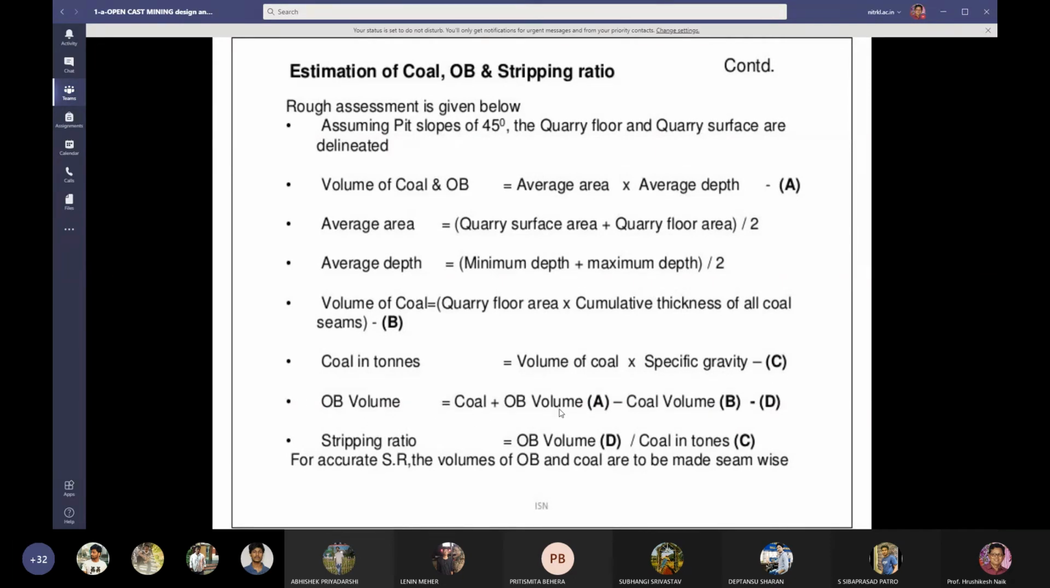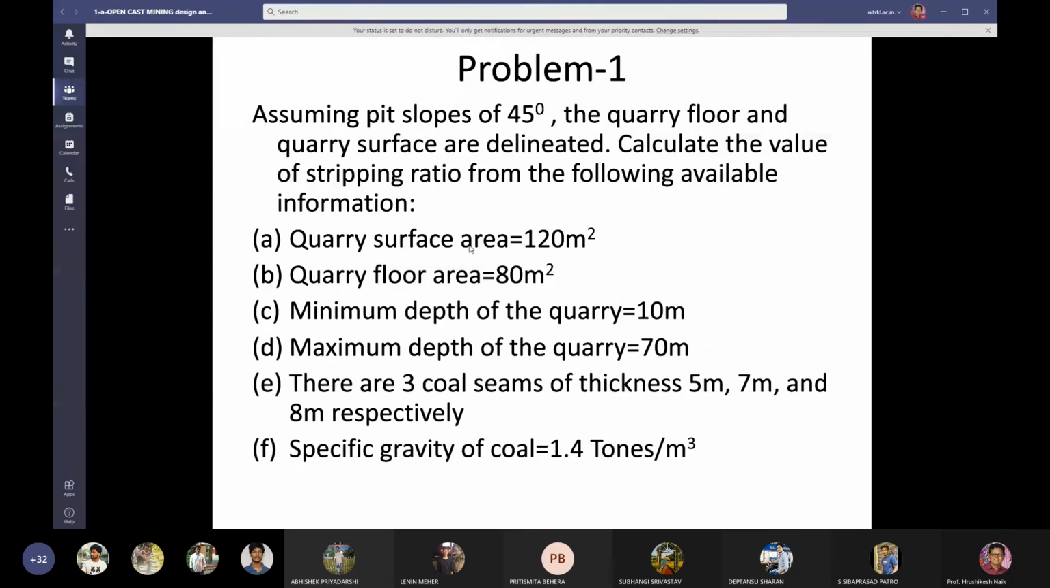Overburden volume is coal plus overburden volume A minus coal volume B. Let us make it D. This overburden volume is D, and coal in tons is C. So stripping ratio is overburden volume D divided by coal in tons C. For accurate stripping ratio, the volumes of overburden and coal are to be made seam-wise. So this is a problem.